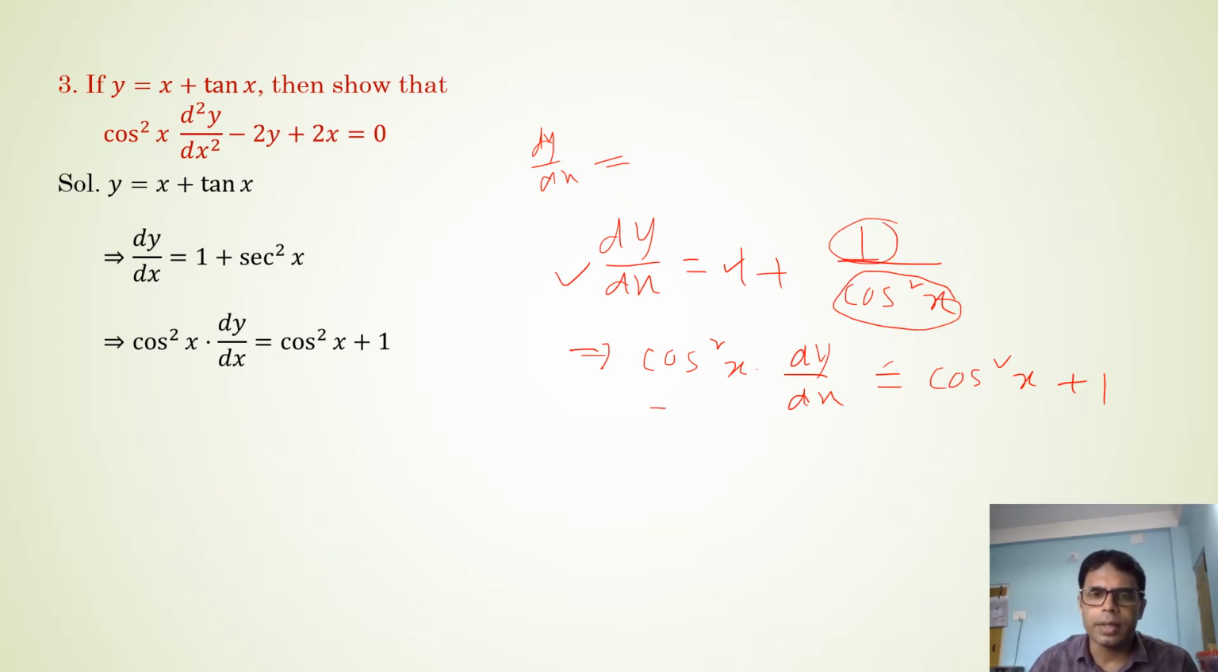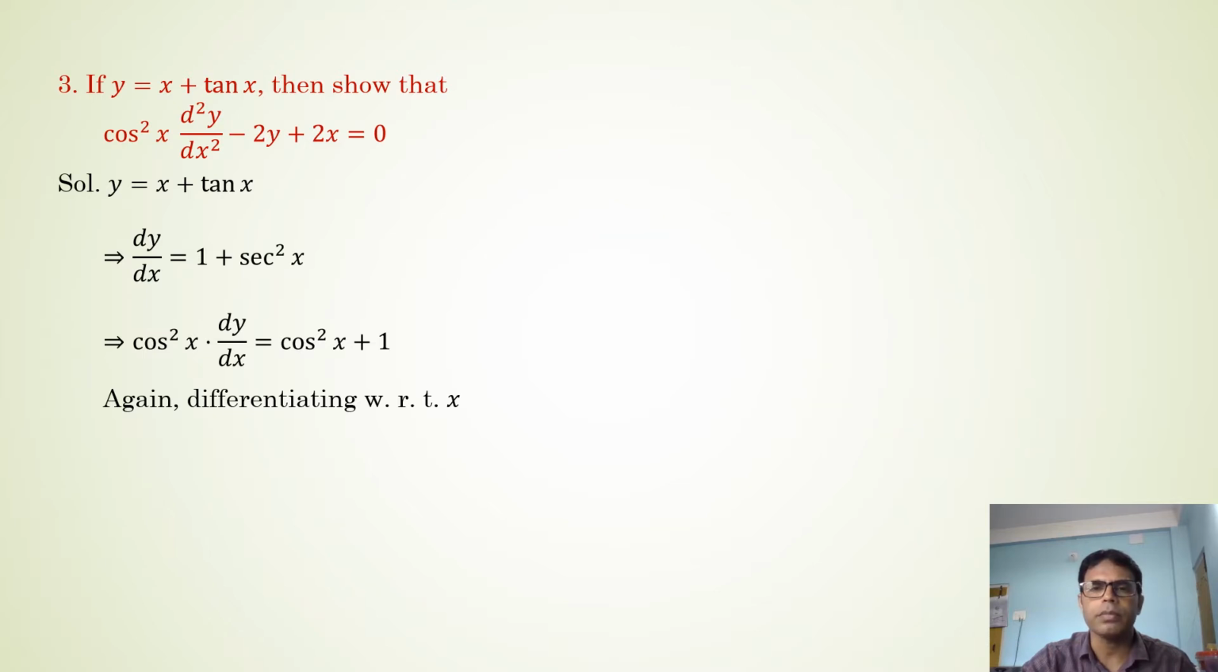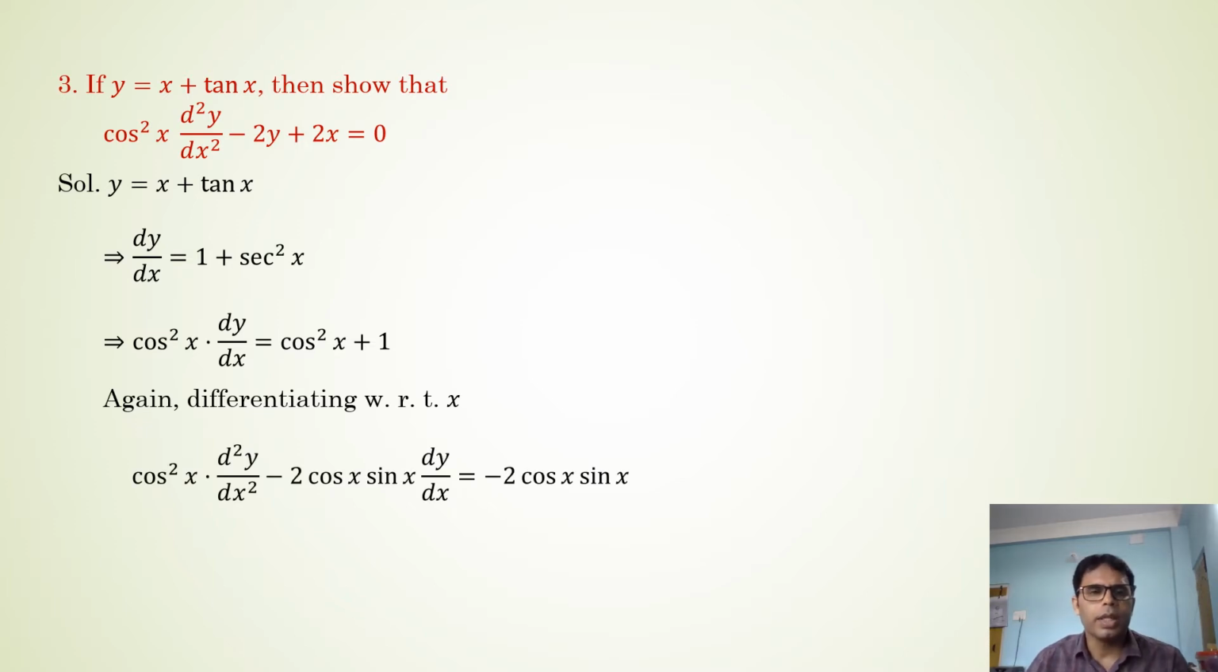Okay, so after this line you find the second derivative. So again differentiating with respect to x, you see this is a product function, cos square x into dy/dx. So first of all you take the differentiation of cos square x, then you take the differentiation of dy/dx. So cos square x remains the same here, and the differentiation of dy/dx is d2y/dx2.